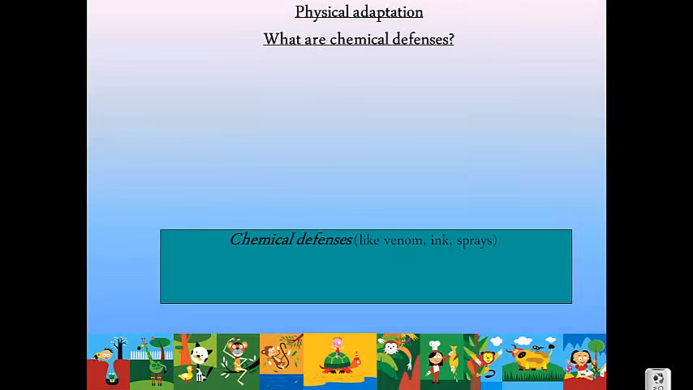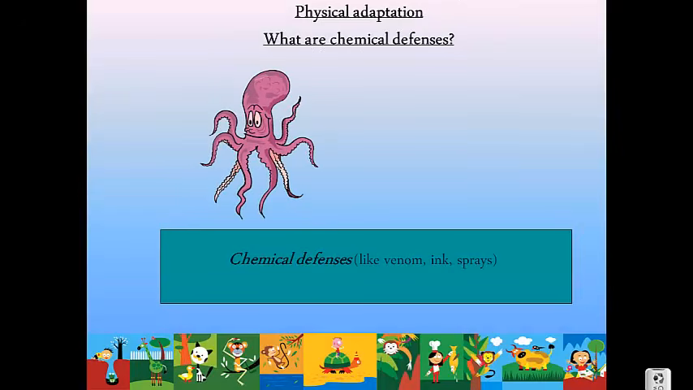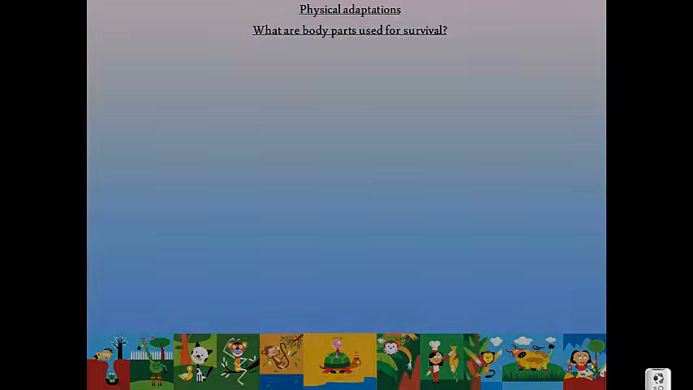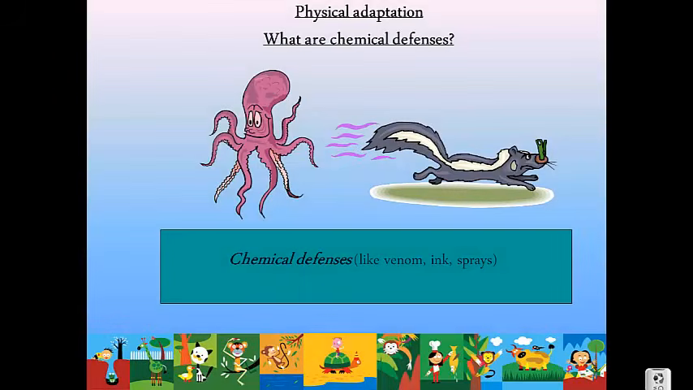So other physical adaptations other than coloring are chemical defenses. Many animals have developed chemical defenses such as venom and inks and sprays in order to defend themselves and allow themselves to survive. Again, an example is an octopus. An octopus has developed an ink-like defense to where if it feels threatened, it will basically release ink into the water. That ink makes the water very cloudy, and then the octopus can get away from its predator, and the predator can't see it.